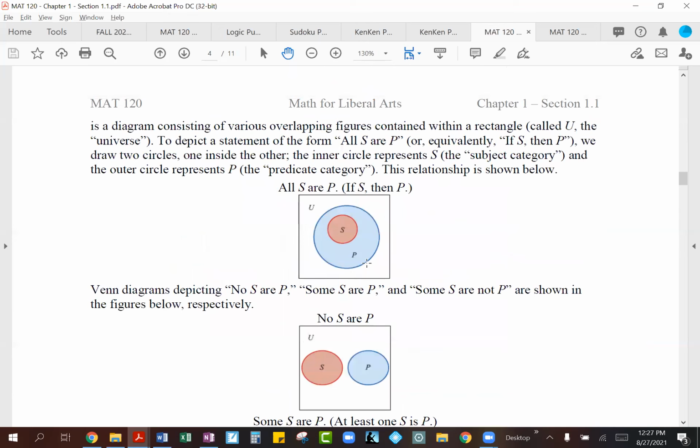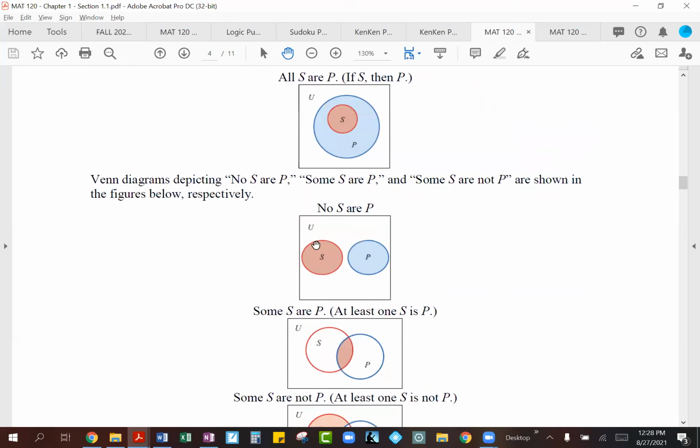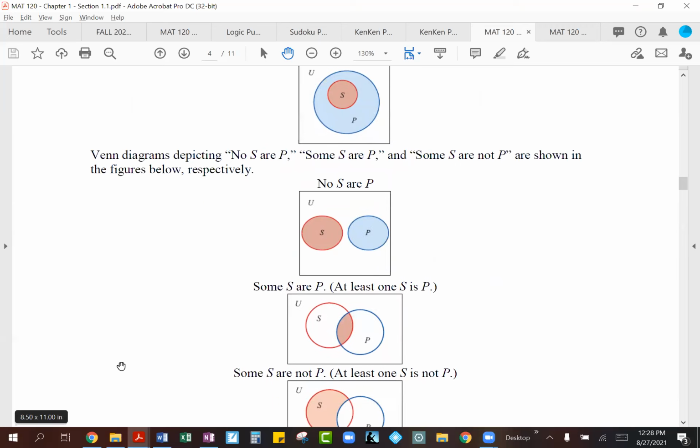So that can be animals, that can be vegetation, that can be anything that basically has a lifespan. And then part of that is the group of men. Here we are saying no S are P. So in this case, you will see that there is really nothing common between these two groups. So we are saying there's nothing in S which is also going to be in P.